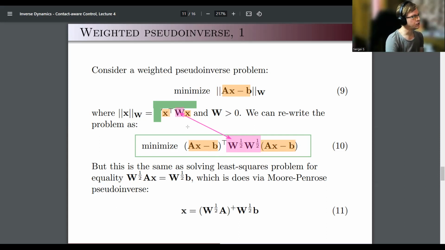It is defined only for positive definite matrices. Positive semi-definite you could do too. For negative definite matrices, you can imagine why you cannot do this.